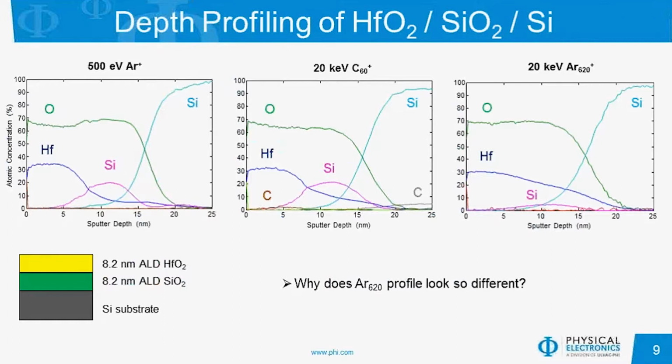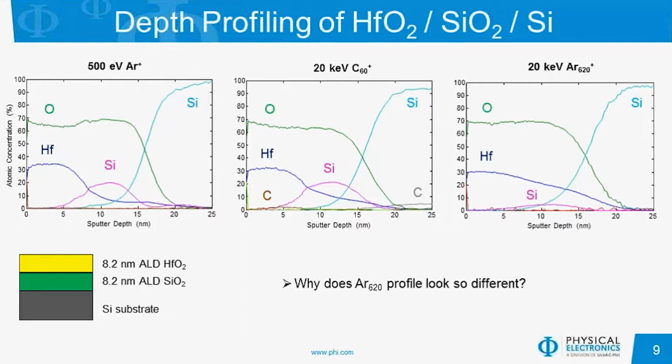And as we look at the general profile with the argon, we do see sharpest interfaces between the different layers. However, we can see that there is a decrease in oxygen in the hafnium oxide layer, and we also see that for the argon gas cluster, the hafnium signal extends deeper into the sample than the previous two sputter conditions.